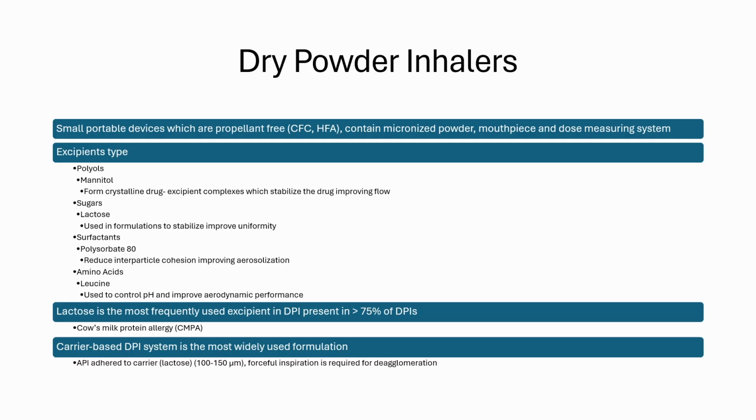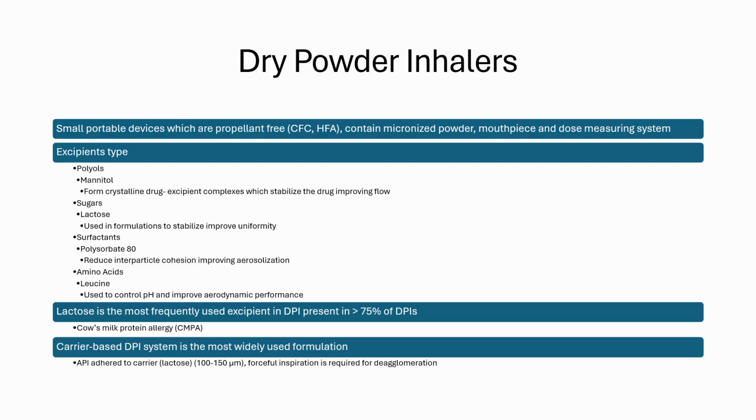Lactose is the most frequently used excipient in dry powder inhalers and is present in more than 75% of them. As pharmacists and healthcare providers, we should be cautious of patients who have cow's milk protein allergies. Pharmaceutical grade lactose is derived from cow's milk so it is purified, but it can contain trace amounts of milk proteins. The amount of milk proteins may be relevant for some patients, but there have been reports of dry powder inhalers being contaminated with milk proteins, leading to allergic reactions, mostly in children.